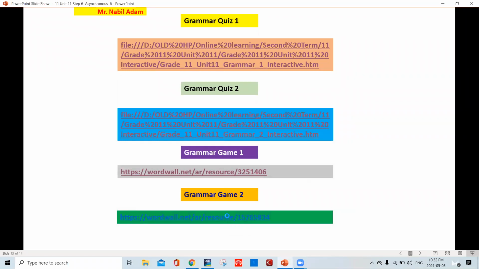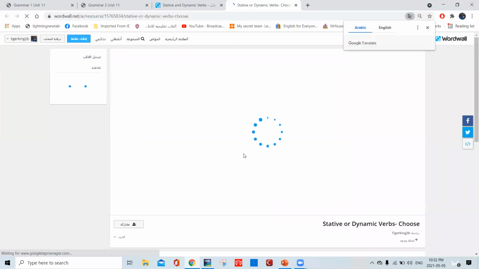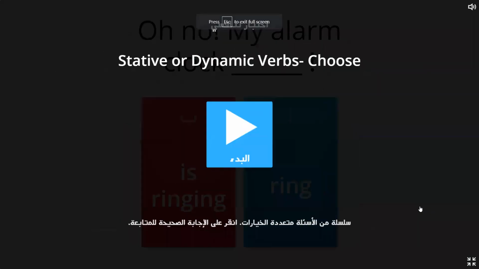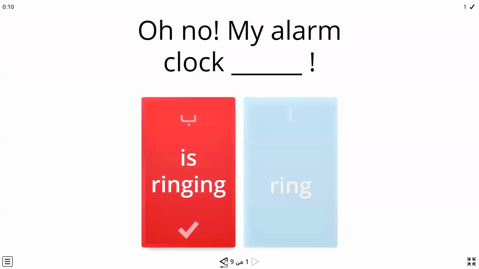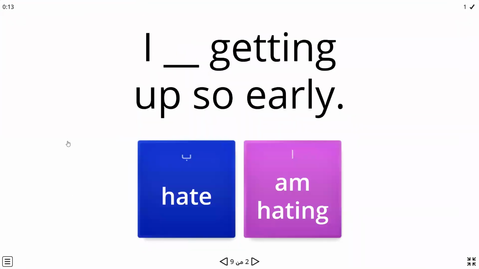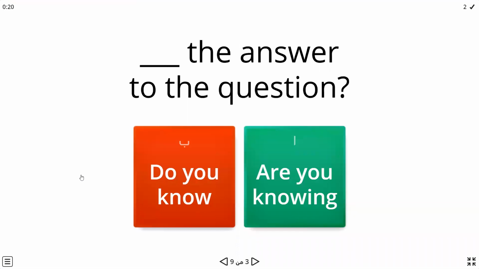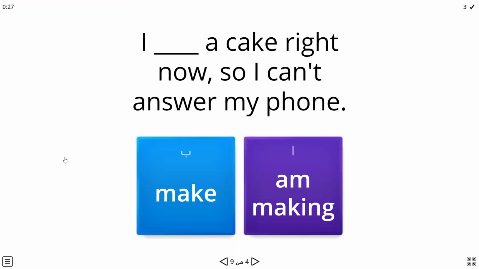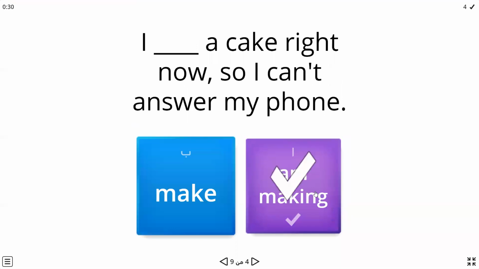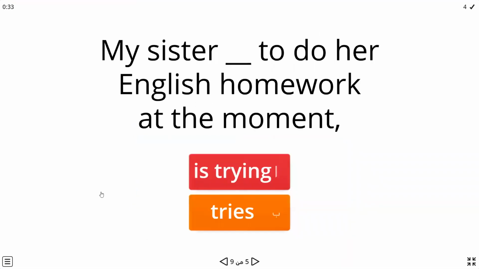Here, game two. Here, you are going to choose the right answer. Oh no, my alarm clock. Ring or is ringing? Is ringing. I hate getting up so early. The answer to the question. Do you know? I am making a cake right now, so I can't answer my phone. My sister is trying to do her English homework at the moment.